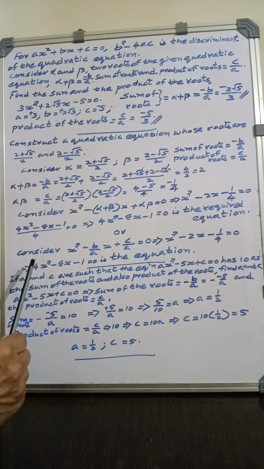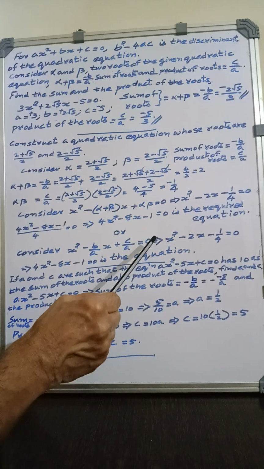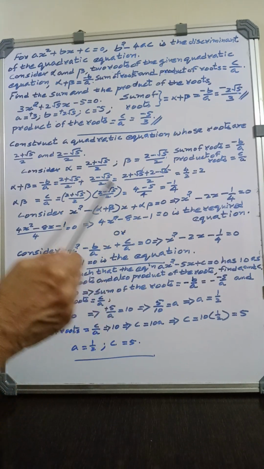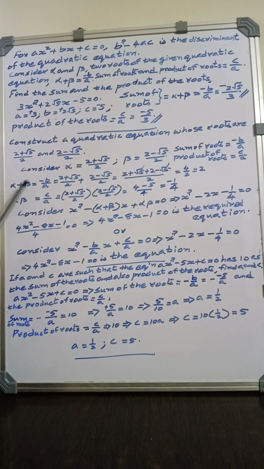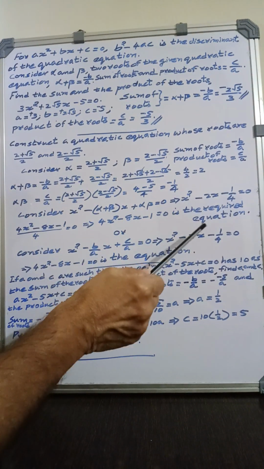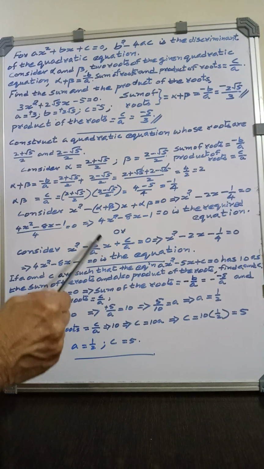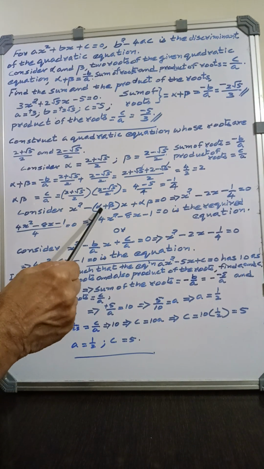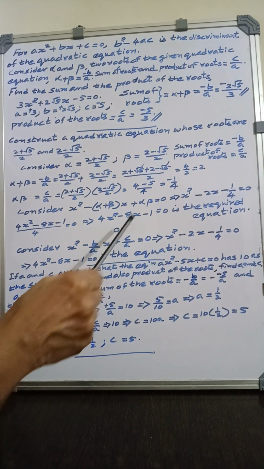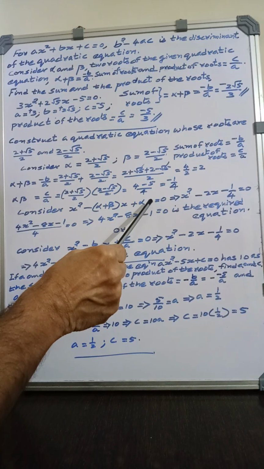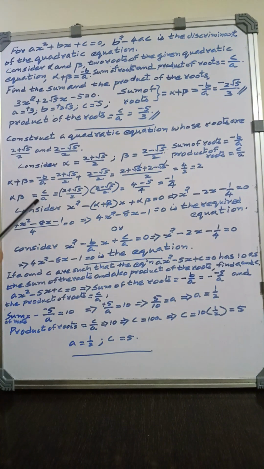Or we can consider x squared minus (b by a)x plus c by a equals 0. In x squared, instead of alpha plus beta, I put minus b by a. Minus of alpha plus beta, minus of b by a, x plus alpha beta. In the place of alpha beta, I put c by a.